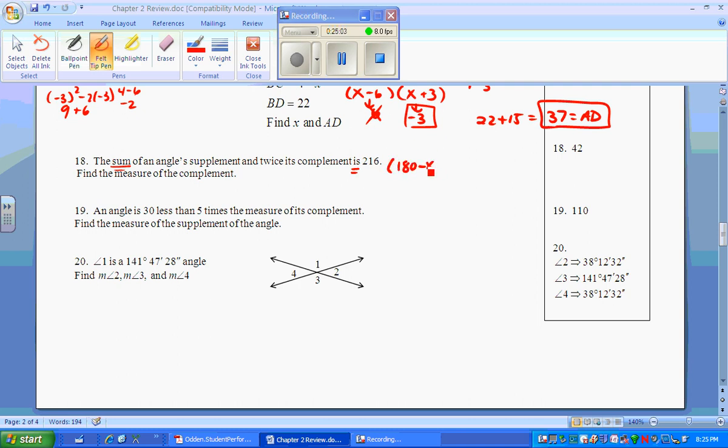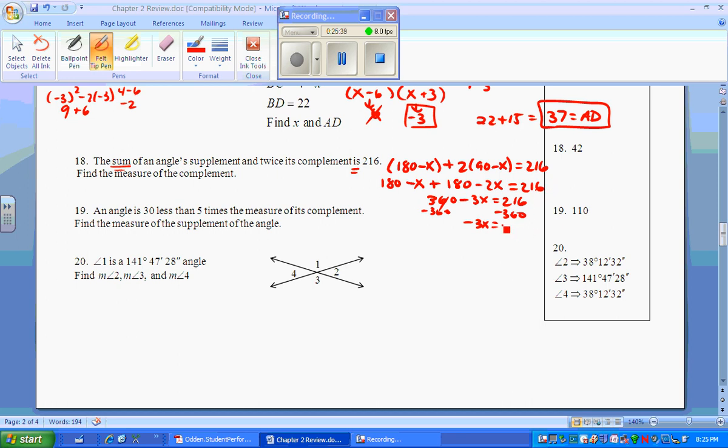The angle's supplement is 180 minus x, and we're adding twice its complement, 2 of the 90 minus x's, and setting it equal to 216. Simplify this side. This is 180 minus x plus 180 minus 2x equaling 216. Simplify this side. We get 360 minus 3x equals 216.